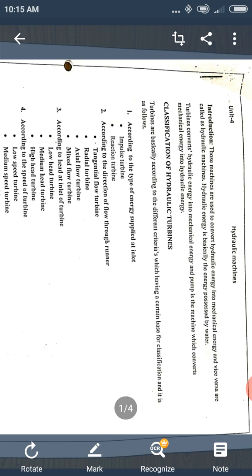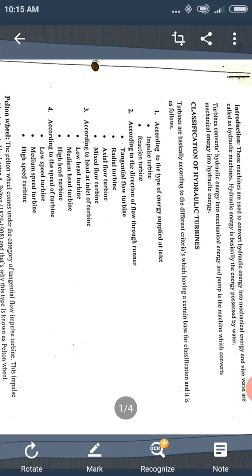So, introduction. Hydraulic machines are used to convert hydraulic energy into mechanical energy and vice versa. Hydraulic energy is basically the energy possessed by water. Hydraulic machines are mainly classified into two groups, turbines and pumps. Turbines convert hydraulic energy into mechanical energy, and pumps are hydraulic machines which convert mechanical energy into hydraulic energy.